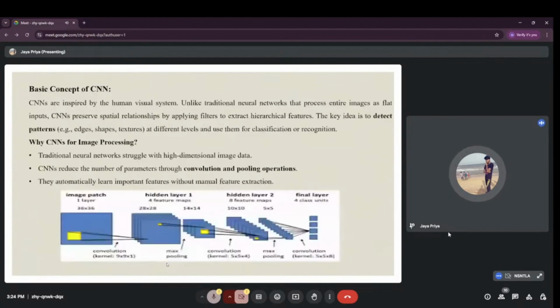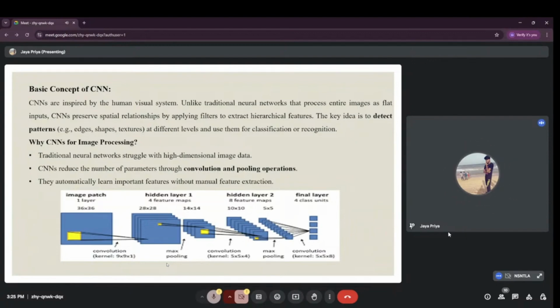Next, basic concept of convolutional neural network. Convolutional neural networks are inspired by the human visual system. Unlike traditional neural networks that process entire images as flat inputs, convolutional neural networks preserve spatial relationships by applying filters to extract hierarchical features. The key idea is to detect patterns, for example edges, shapes, structures at different levels and use them for classification or recognition.